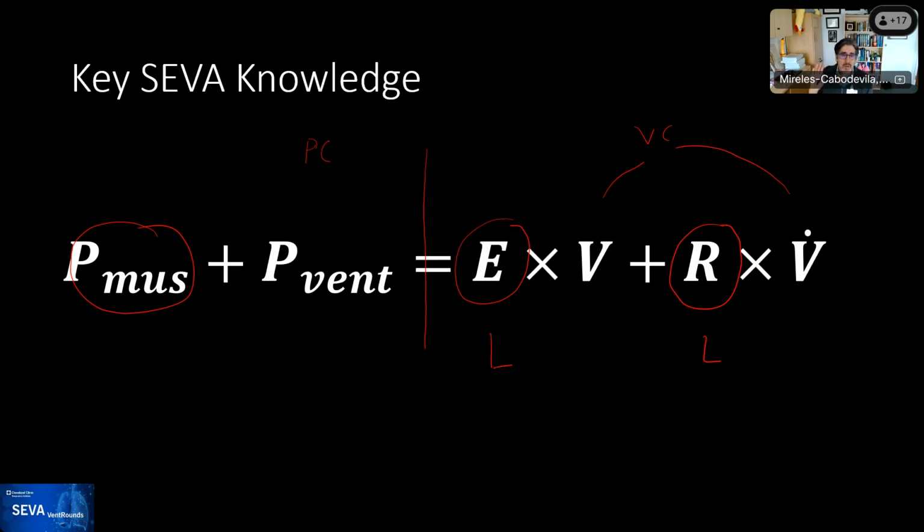But remember, the equation of motion is what tells us what side of the equation you're controlling. If you're controlling the left side, it's pressure control. If you're controlling the right, it's volume control. And then the patient-determined variables, the elastance, the resistance, and the PMOS, are the things that change the waveforms.